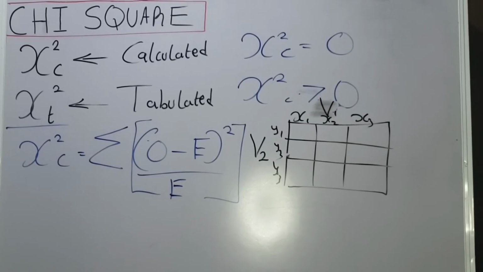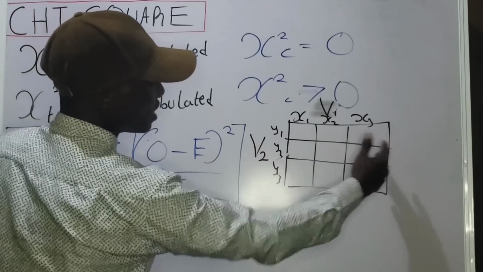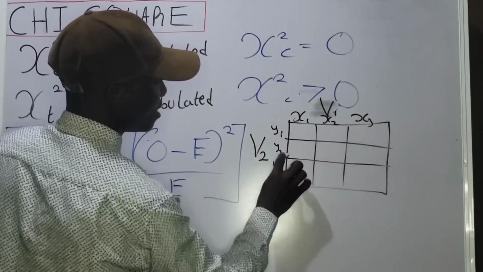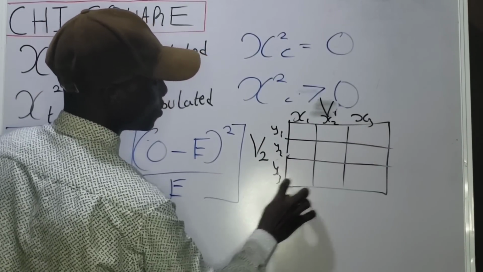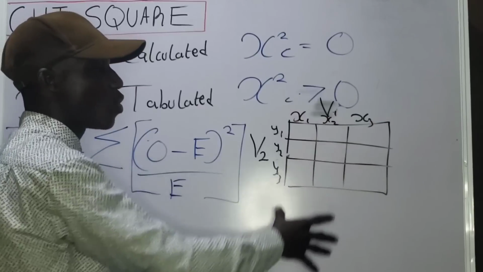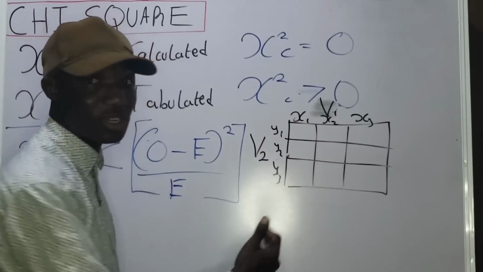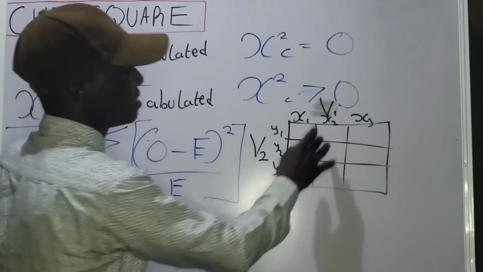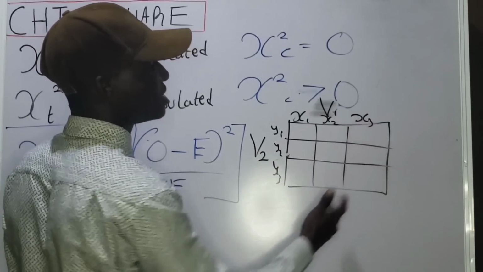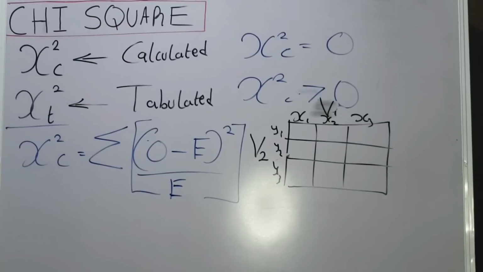Variable 2 belongs to the rows. This is row 1, y1; y2 is row 2, and y3 is row 3. Variable 1 is on the columns. The first column is for x1, which is under variable 1, the second column is x2, the third column is x3. I'm just explaining what you have on the board. So a contingency table is characterized by rows and columns, where each row represents the categories of one variable and each column represents the categories of another variable.